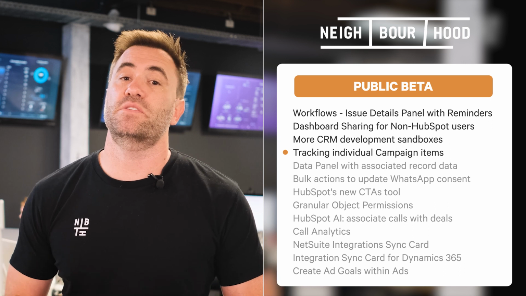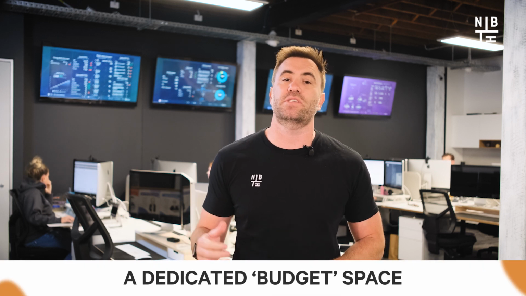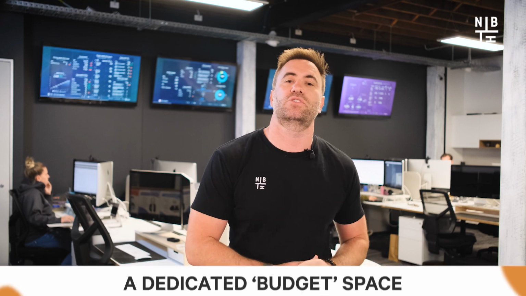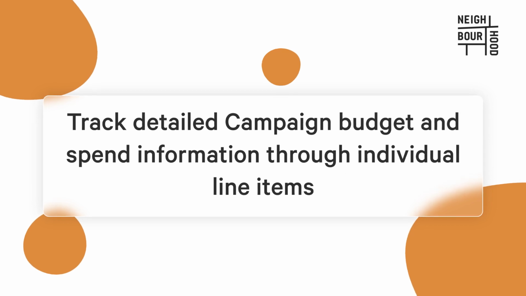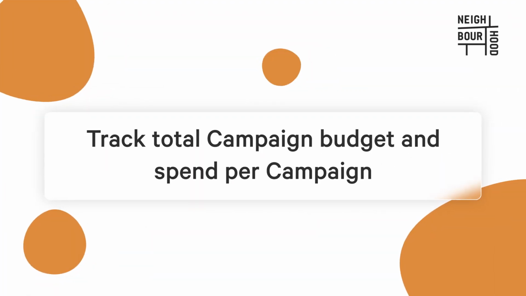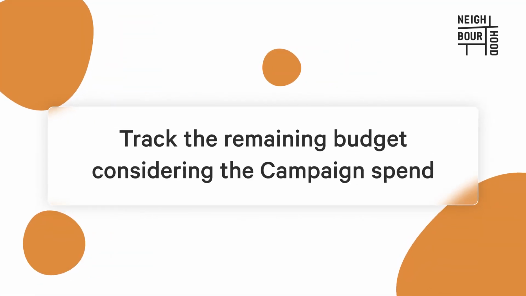Next cab off the rank, HubSpot has upgraded the way customers can track campaign spend and budget. Campaign customers can now track their individual campaign budget and spend items on a dedicated budget space in the campaign details page. This new feature allows customers to track detailed campaign budget and spend information through individual line items, track total campaign budget and spend per campaign, and finally track the remaining budget considering the campaign spend.